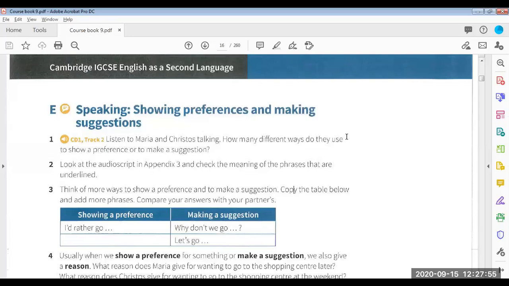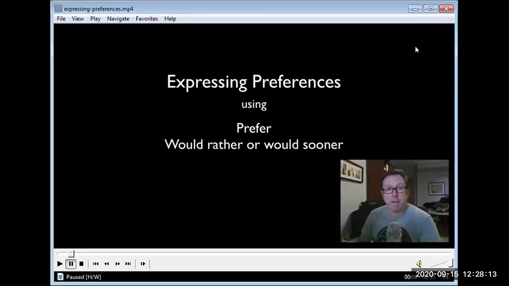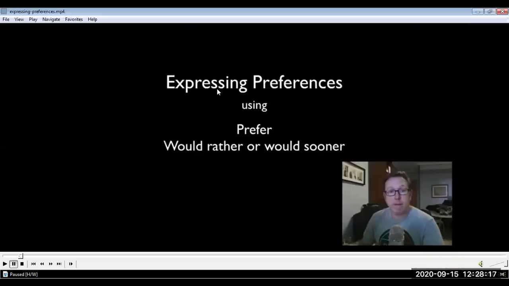In this activity, before we started the exercises, I played two videos related to preferences and making suggestions, and I'm going to include those videos right now in the summary video so you can understand again. So here are the videos. The first video is about expressing preferences using prefer, would rather, or would sooner. Here it is, please have a look.